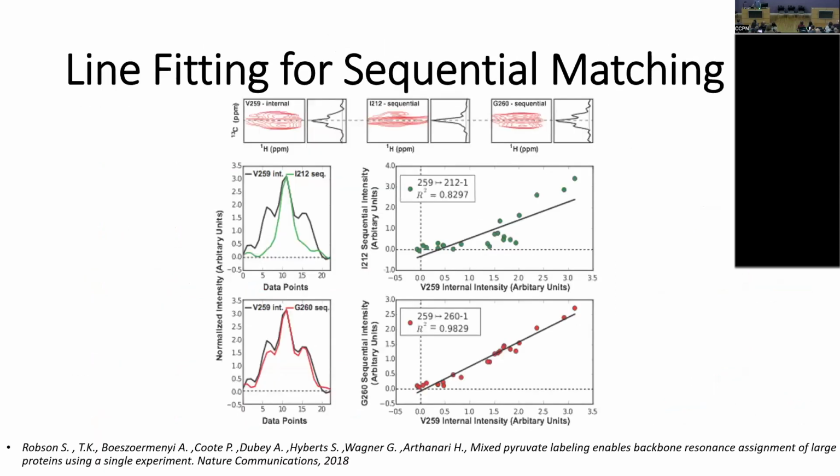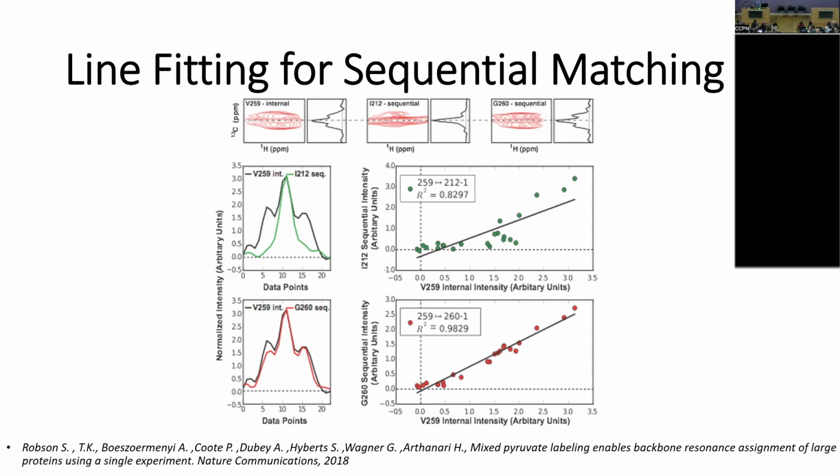So for example, here, when we're trying to do sequential fitting for valine 259, we get potential sequential matches with isoleucine 212 and glycine 260, where both of them can fit well in the carbon dimension. We're trying to sequentially match them. But now you can break this degeneracy by looking at the line shapes. So in the green, you can see the line shape of isoleucine 212, which doesn't fit well with valine 259. However, glycine 260 has a very good sequential match in the red. And in this way, you could break the degeneracy and have quite a confident assignment of the correct sequential match.